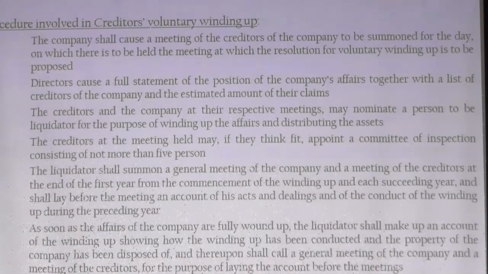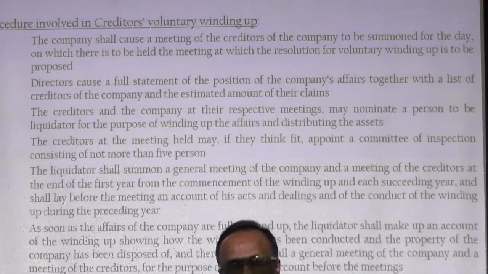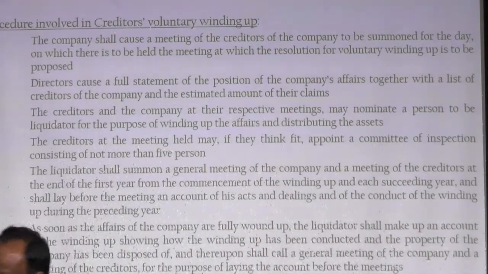The company shall cause a meeting of the creditors of the company to be summoned for the day on which there is to be held the meeting at which the resolution for voluntary winding up is to be proposed. So, the previous procedure that I mentioned would be followed, and subsequently, if the creditors cannot be paid in full, then of course, you open the door to the creditors to go for a creditors' voluntary winding up. Directors cause a full statement of the position of the company's affairs together with a list of creditors of the company and the estimated amounts of their claims.